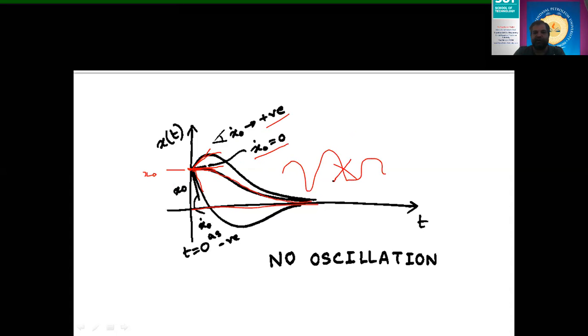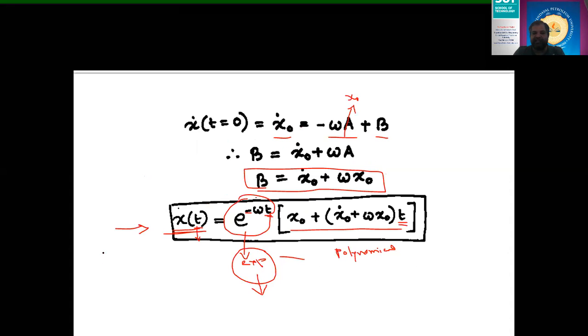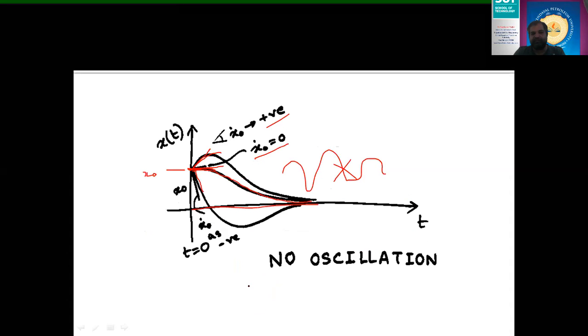This is not going to happen because the exponential term is there, which is trying to decrease your amplitude with respect to time t. Because of this, oscillation is not going to happen. This is a very, very important point: in this case, no oscillation is going to happen. What do you mean by this?